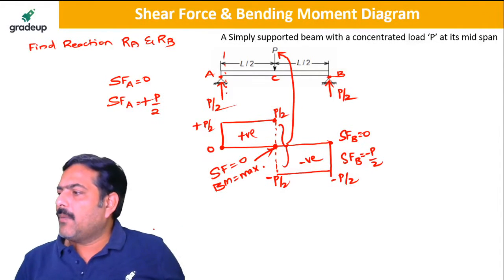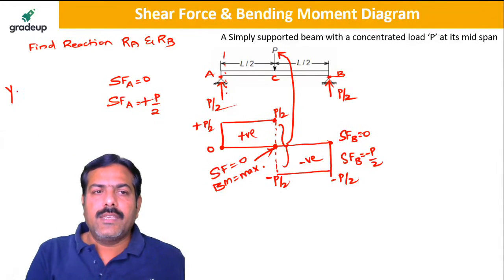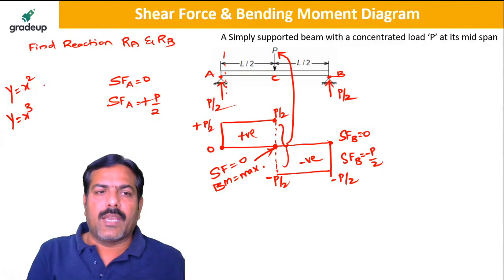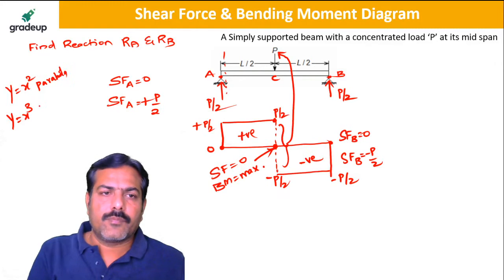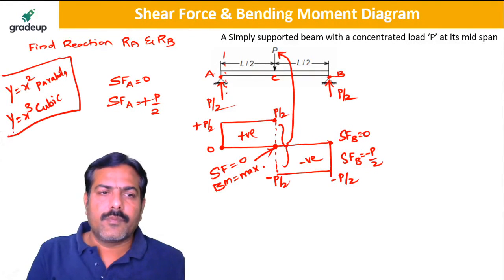Difference between parabolic and cubic: y is equal to x square is a parabola, y is equal to x cube is cubic. Right?